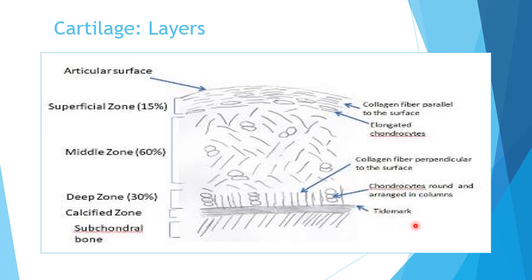So if there is like a cartilage over osteochondroma, you won't see the tide mark, and it is seen mainly in the mature articular surface. The tide mark separates between the deep zone and the calcified zone. So these are the layers of the articular surface. 4 layers. Between number 3 and number 4 lies the tide mark.